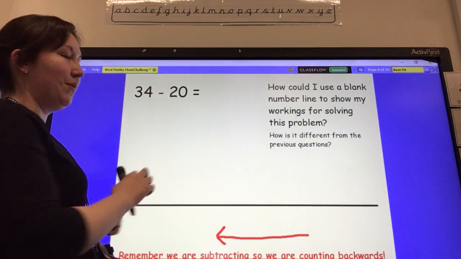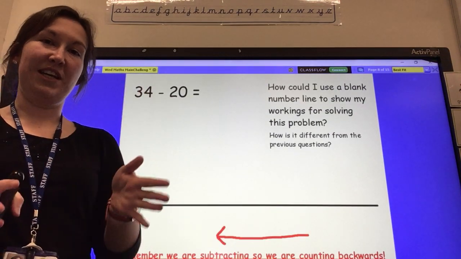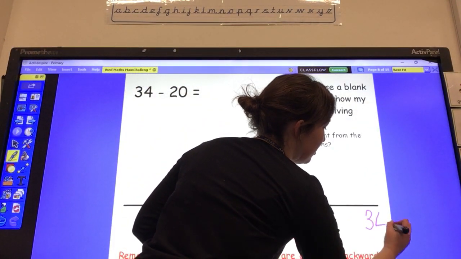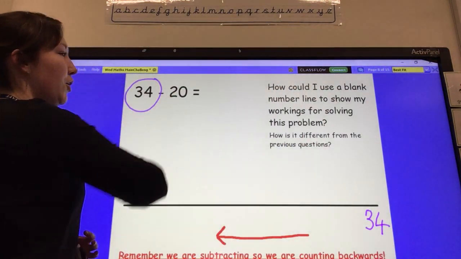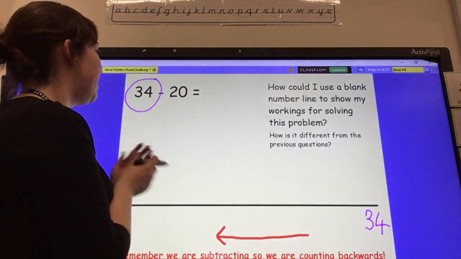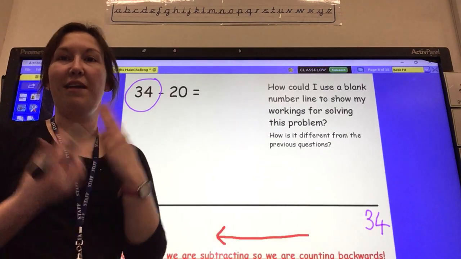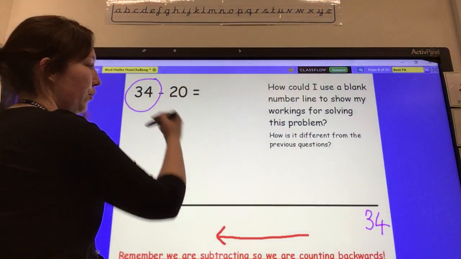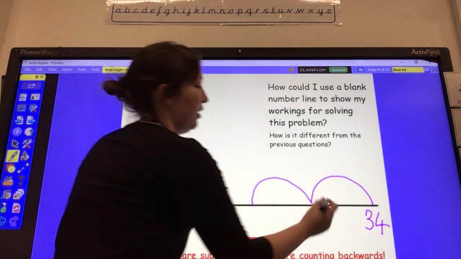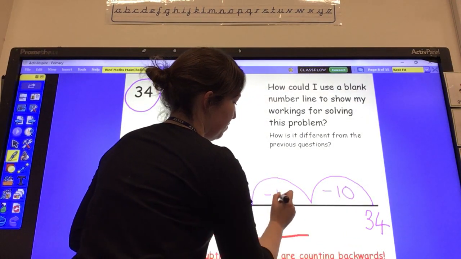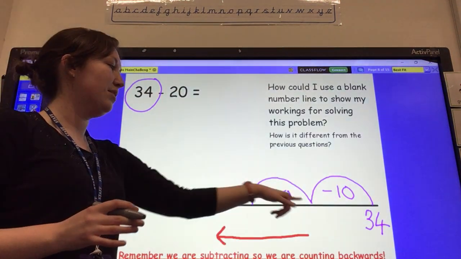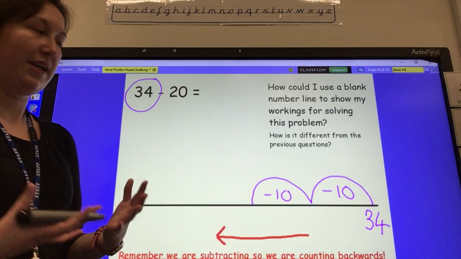Right, we are going to do exactly the same thing as we did with adding, but in reverse. So we are going to start on 34, because that's the total that we are starting with. Imagine they're sweets. Miss Moore had 34 sweets, and she gave 20 of them away. How many are left? So 34, we're going to count back 20, 10, 20. We're going to label the jumps of 10 that we are taking away, and then we're going to put the numbers underneath that we would land on if we were jumping back in tens.